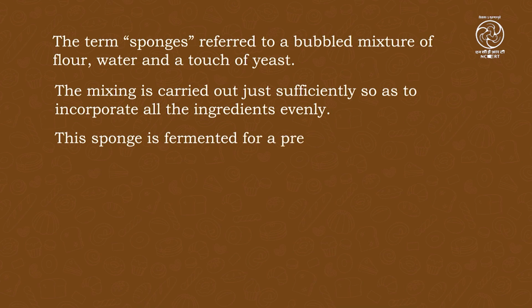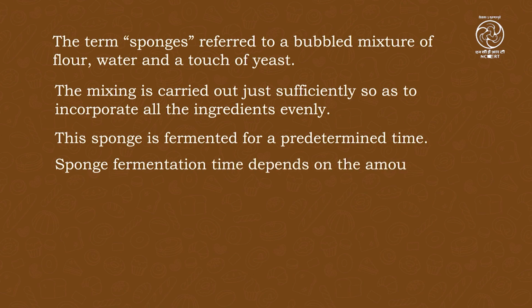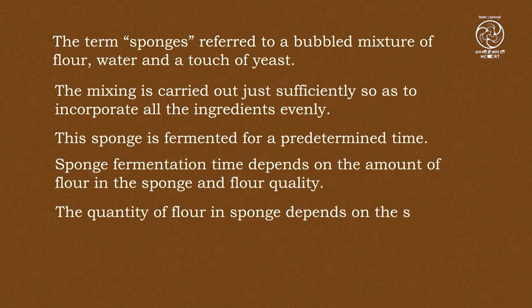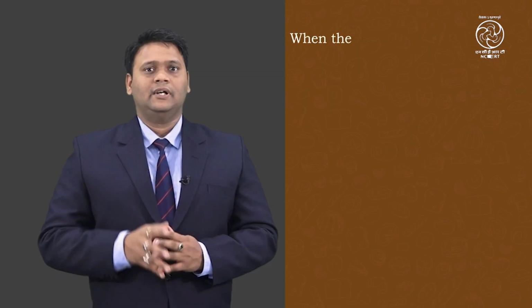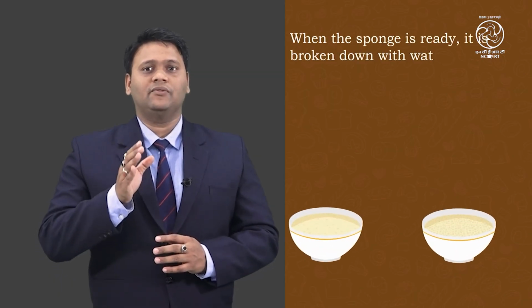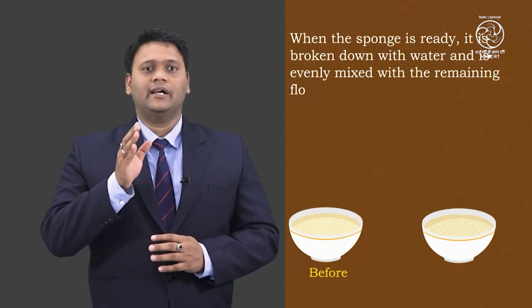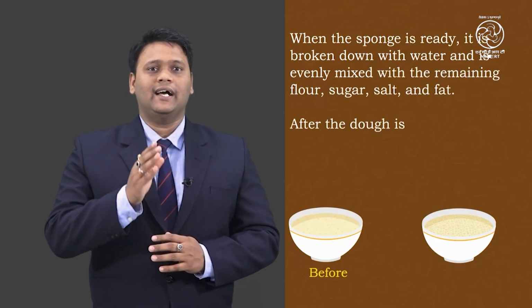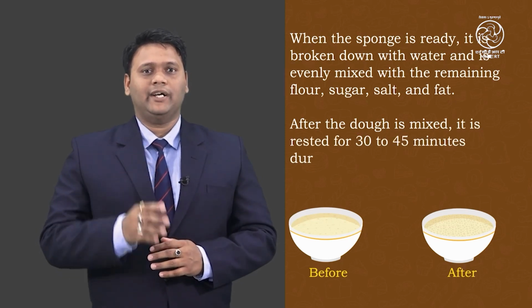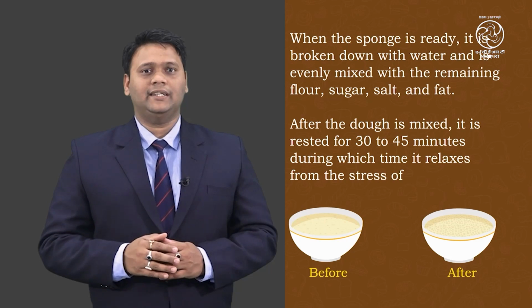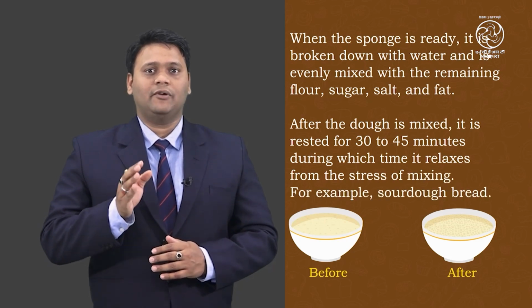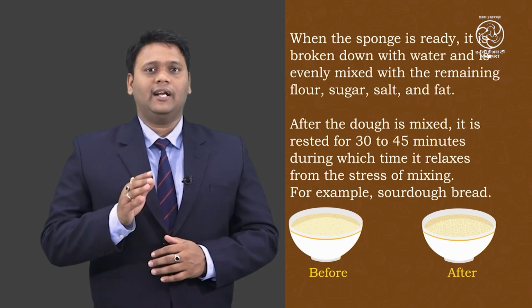This sponge is fermented for a predetermined time. Sponge fermentation time depends upon the amount of flour in the sponge and flour quality. The quantity of the flour in sponge depends on the strength of the flour. When the sponge is ready, it is broken down with water and is evenly mixed with the remaining flour, sugar, salt, and fat. After the dough is mixed, it is rested for 30 to 45 minutes, during which time it relaxes from the stress of mixing. For example, sourdough bread.